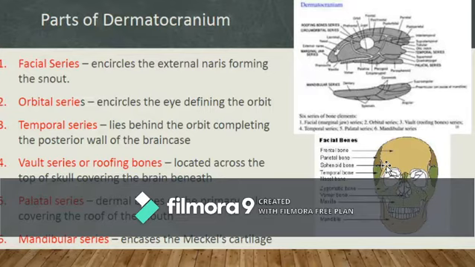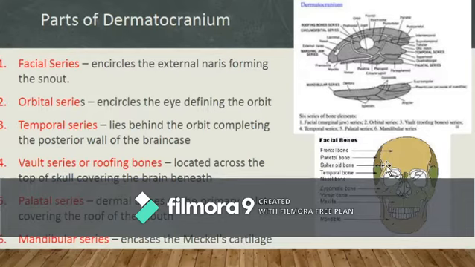Next, we have the vault series or the roofing bones, located across the top of the skull, covering the brain beneath. So this will serve as the roof of the brain. This includes the frontal anteriorly and the postparietal posteriorly.